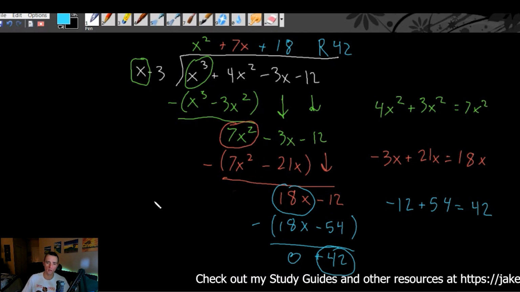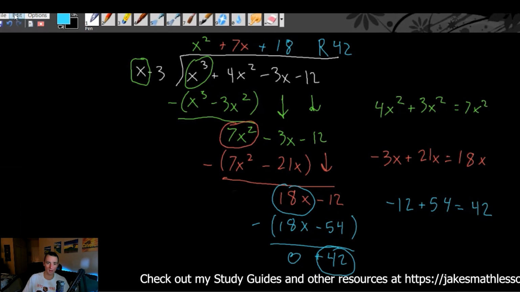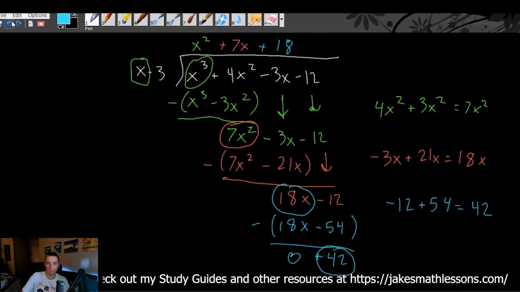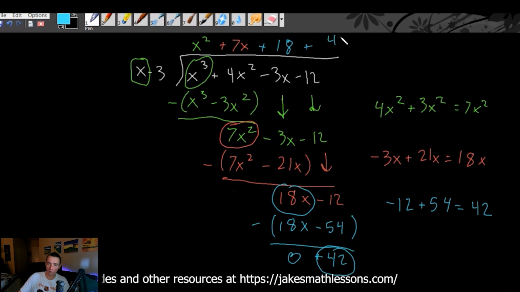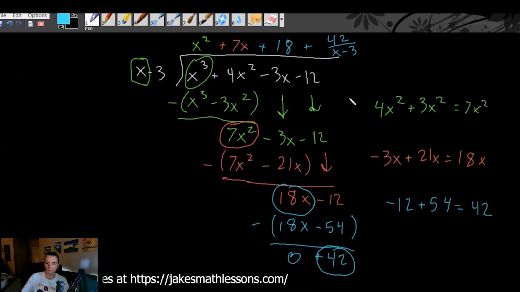Another way you could put that is to say, instead of saying remainder of 42, we would say plus 42 over this whole thing here, x minus 3. So that shows that 42 is our remainder that can't divide into x minus 3 anymore. And that's it. We've cracked the code on polynomial long division. Hopefully you're feeling a little bit better about that.